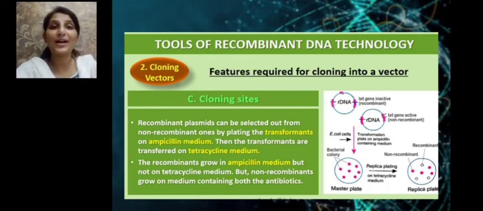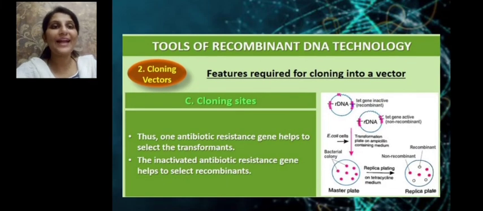Thus, we are able to distinguish the transformants from the non-transformants, and also the transformants which have the recombinant DNA. Thus, one antibiotic resistance gene helps to select the transformants, and the other inactivated resistance gene helps to select the recombinants. So dear children, in this module, we learned about the process of selecting the transformants and the non-transformants. Thank you.